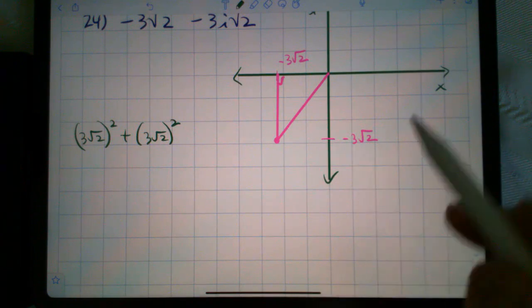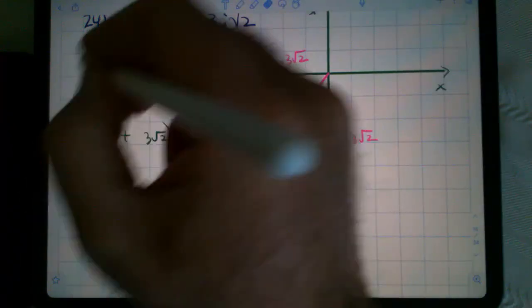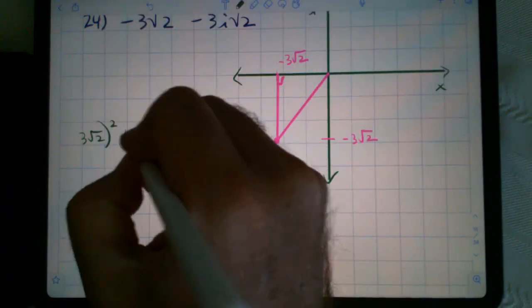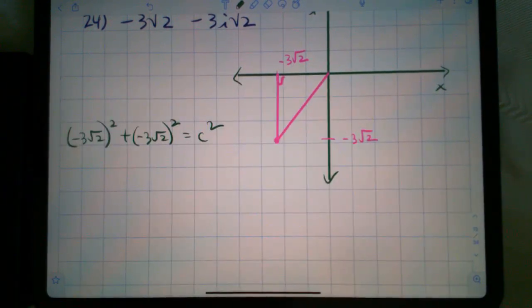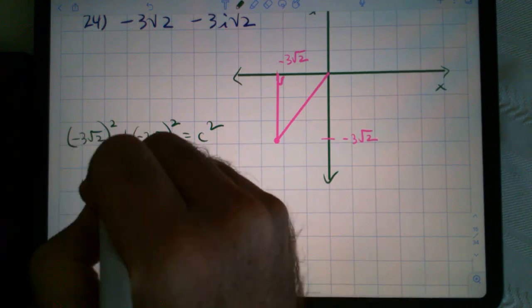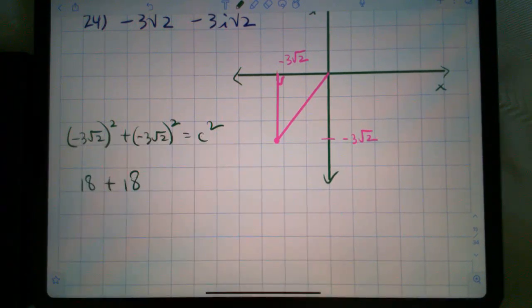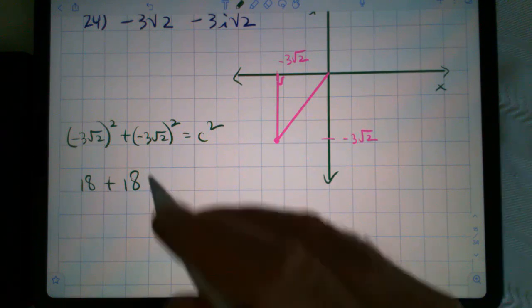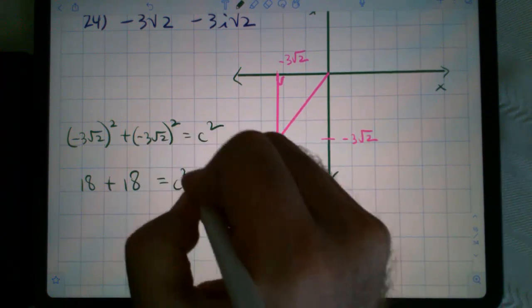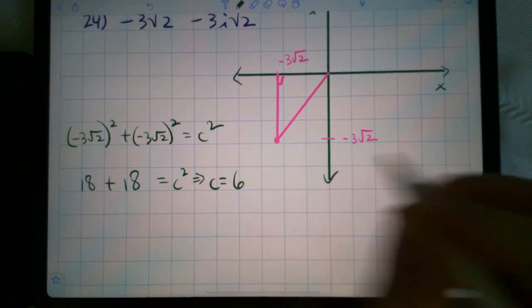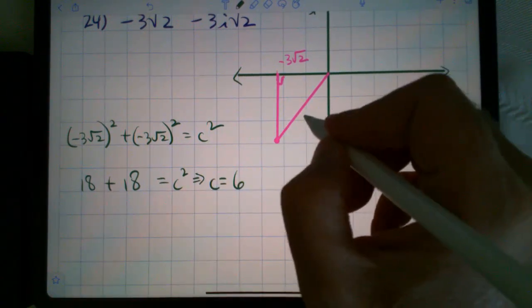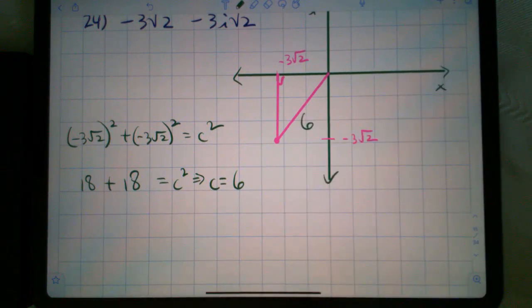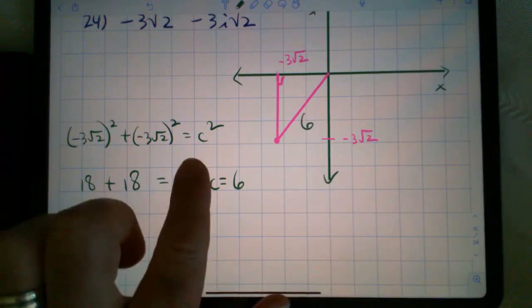I'll include the negative because it's completely proper, but the negative when squared turns into a positive. Three squared is 9. Radical 2 squared is 2. 9 times 2 is 18. 18 plus 18 is 36. Square root of 36 is 6. Okay, so that's the r value.